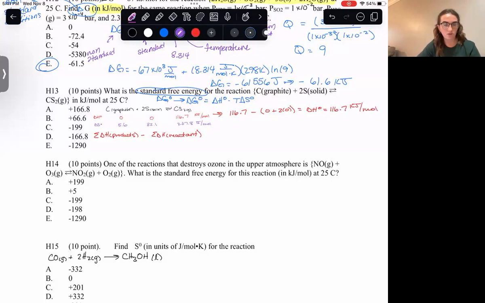Questions on how we did delta H? Okay, for delta S, it's going to be the same thing. Again, we're still doing our products first. So we'll have 237.8 minus the sum of 5.6 plus 2 times 32.1. And we get 168 joules per mole.